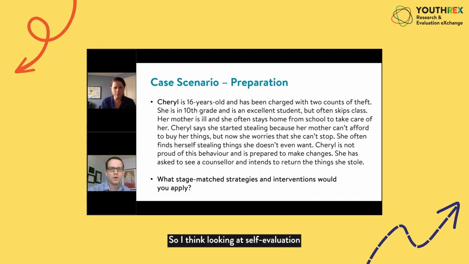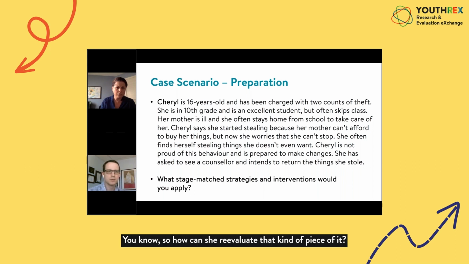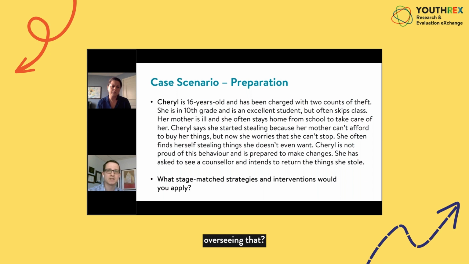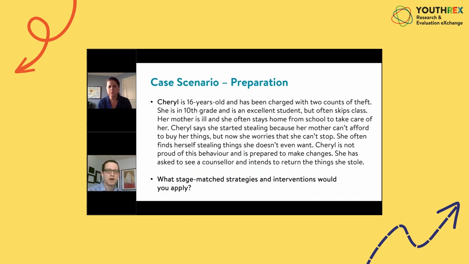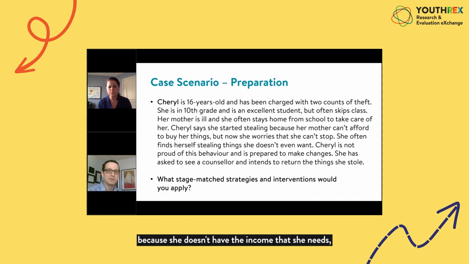Yep. So I think looking at self-reevaluation certainly does play into this as well. So how can she reevaluate that piece of it? And then I think hooking up with the appropriate resources. So first seeing that her mother is ill and needs supports, how can we help that young person actually get those supports? Similarly with income support, if she's stealing because she doesn't have the income that she needs, what resources are available in our community to fill that void, and that may eliminate this problem altogether.